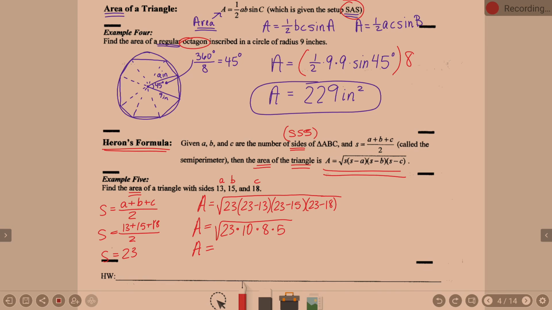96. Okay, I have 96 written down in my notes. 96 what? Something squared. If they don't give us a something, isn't it just units? Units squared. Okay, I forgot about that. The units, yeah.